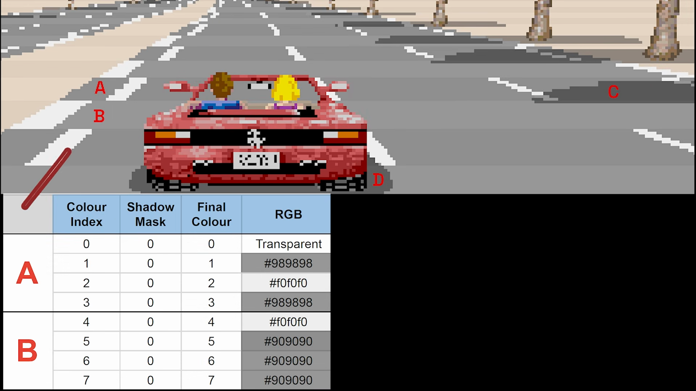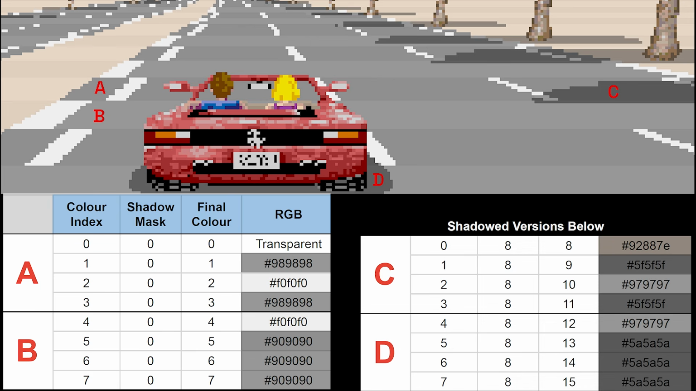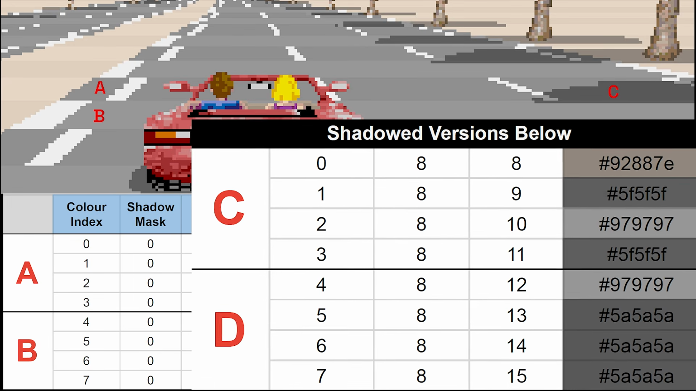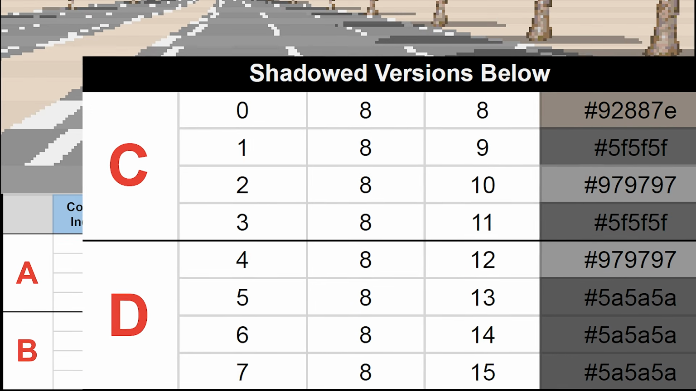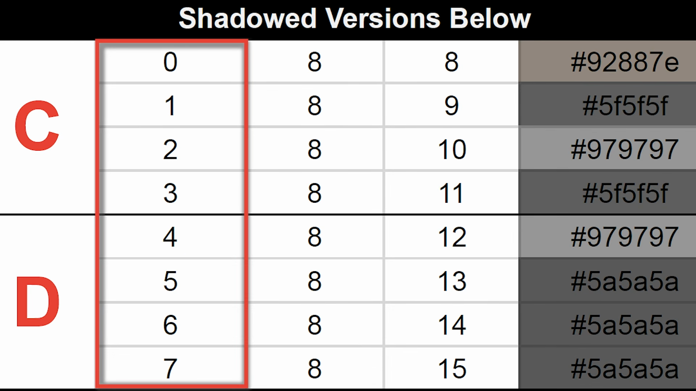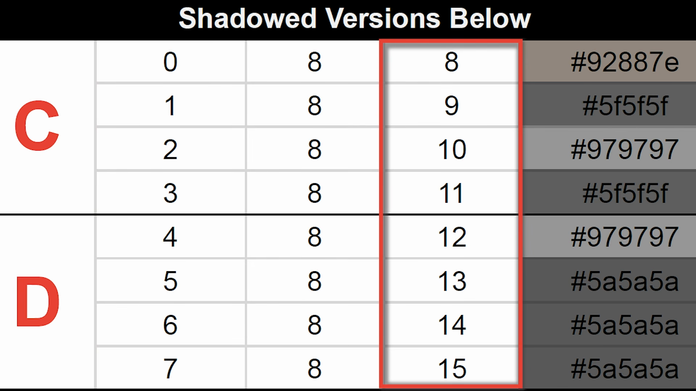Our first 8 colours in the palette are assigned to the normal colours of the road foreground. The next 8 colours, between entries 8 and 15, are the pre-calculated darkened versions. When a shadow sprite is drawn on the road, rather than manually rereading and adjusting each underlying pixel, I simply OR the existing colour of the road with the value 8. This shifts the palette index 0 to 7 into the range 8 to 15, which are the pre-calculated darker colours.